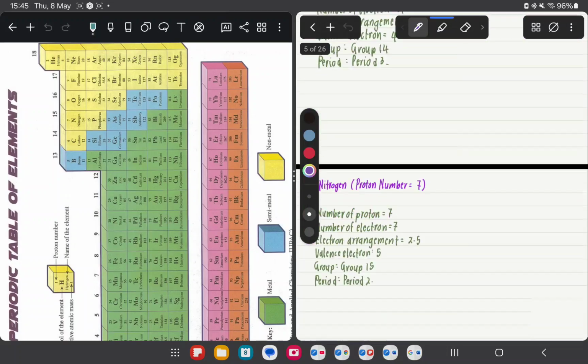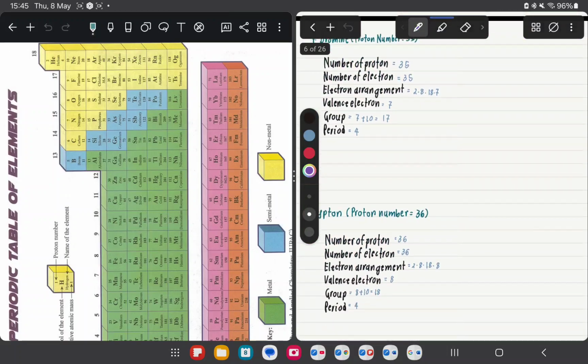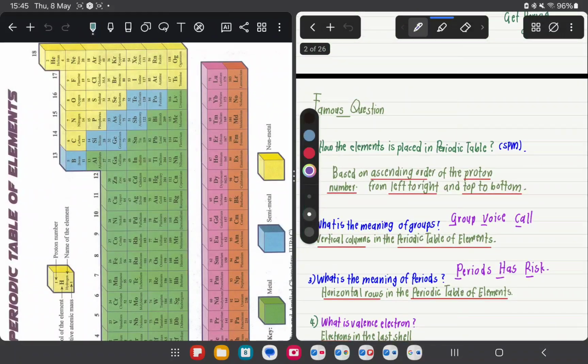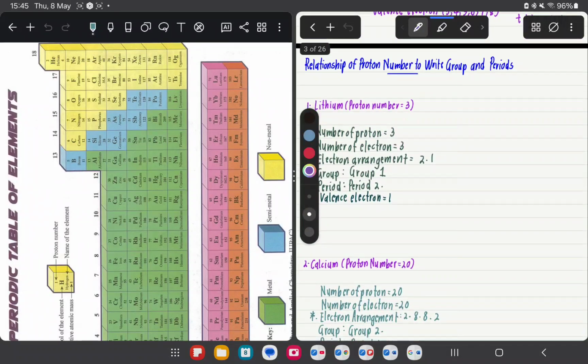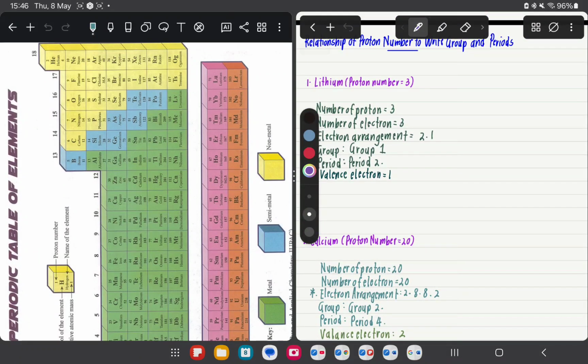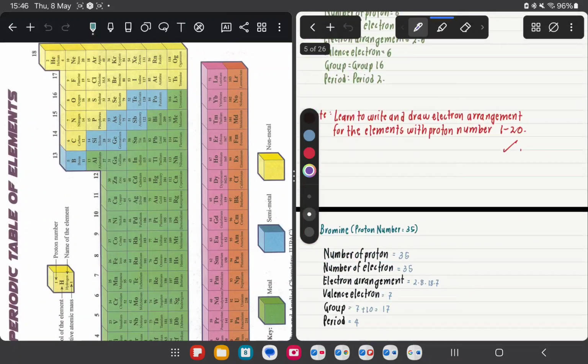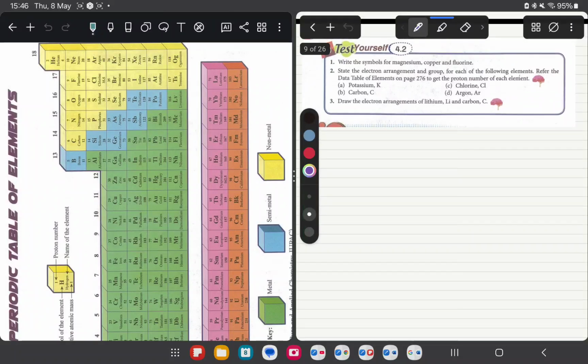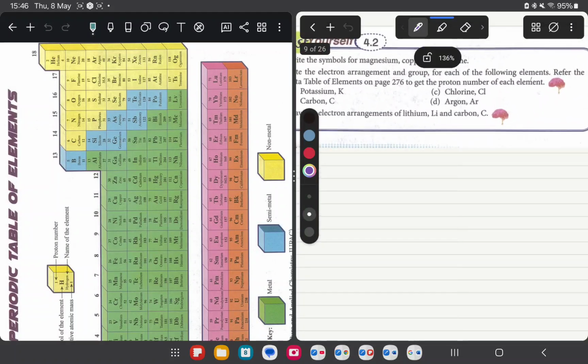Okay, so just now I already gave you some videos, some notes in the first video about the subtopic, about the meaning, famous question in the exam and so on. And then I gave a few examples on the relationship of proton number to determine group and periods. And now I'm going to answer the questions that were given by the textbook. Okay, so test yourself 4.2.